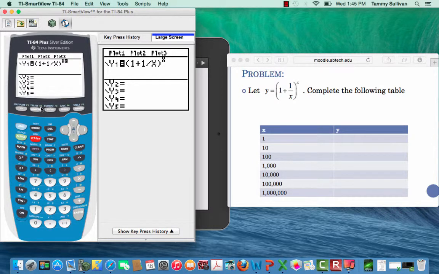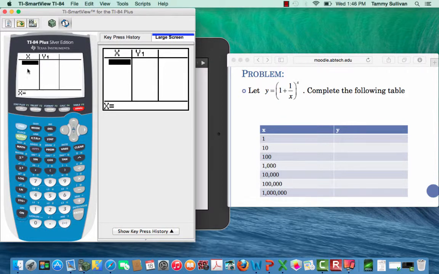So the reason why I changed my table set to input is because when I come over here to the table now, which is second function graph, I have no values, so I can input 1, and I can see my output is 2. I can input 10, and when they put it in and evaluate it at 10, I'm getting 2.5937.